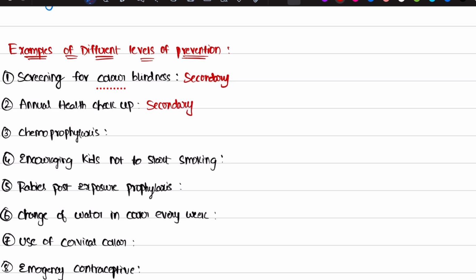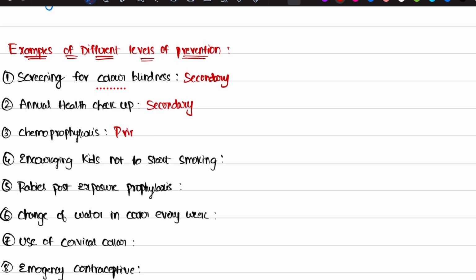Chemoprophylaxis. See, what does chemoprophylaxis mean? We are giving the patient a drug, any antimicrobial drug, to prevent the disease. He is already having a risk factor, guys. So we are going to prevent the disease. So it comes under primary.